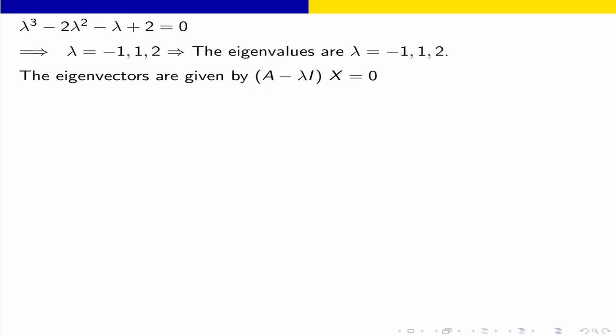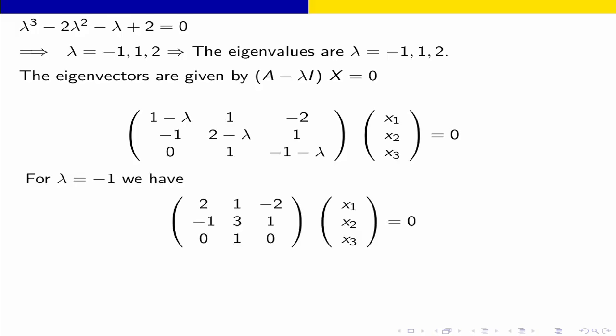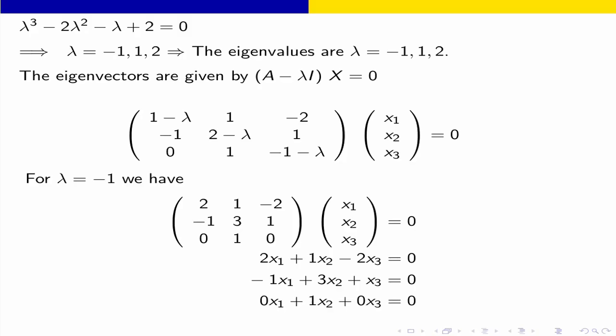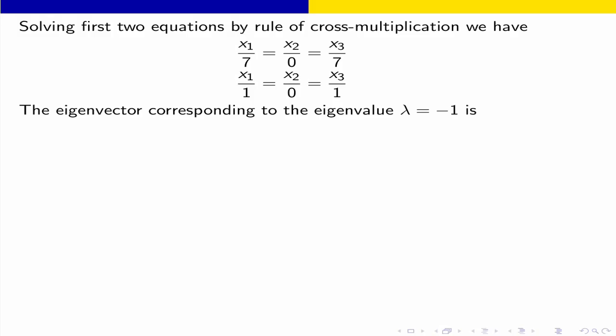So now we go to find the eigenvectors. The eigenvectors are given by (A minus lambda I) x is equal to 0. Replacing in your A matrix, we will get this. For lambda is equal to minus 1, we replace lambda is equal to minus 1 and we will get this matrix. Multiplying this, we will get the first equation, second equation and third equation. Using these 3 equations we can choose any 2 non-similar. By using the cross ratio method, we get the eigenvector 1, 0, 1. Therefore the eigenvector corresponding to the eigenvalue lambda is equal to minus 1 is 1, 0, 1.